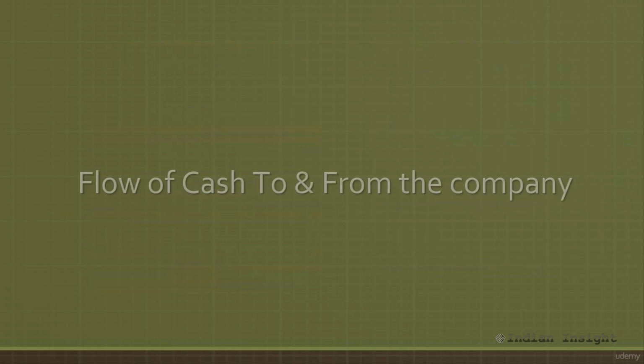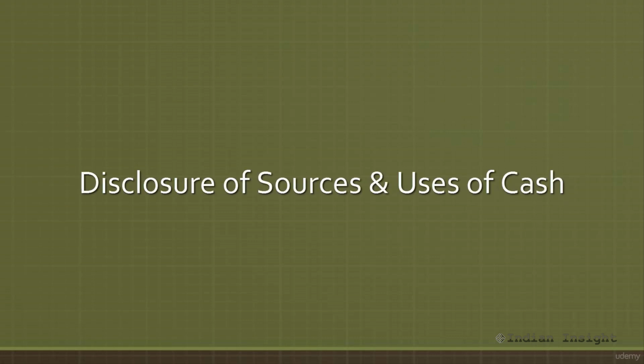Cash flow statement, as the name suggests, tells you about the flow of cash to and from the company. So essentially through a cash flow statement, the company discloses the sources and uses of cash. By looking at the cash flow statement, you can say from where the company received all its cash during the period, and you can also tell how it deployed this cash over the period.